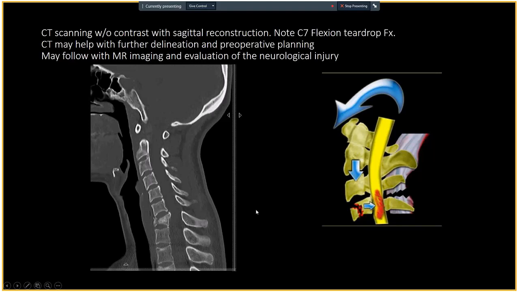And that's another good example. On CT scanning with sagittal slice reconstruction, you can see the flexion teardrop fracture, and a picture demonstrating how spinal cord injury can occur. There are multiple mechanisms: the instability itself, but also the posterior displacement of the vertebral fragment can directly compromise both the spinal cord itself and vascular structures such as the spinal arteries, leading to significant ischemia, edema, and potential paralysis of the spinal cord.